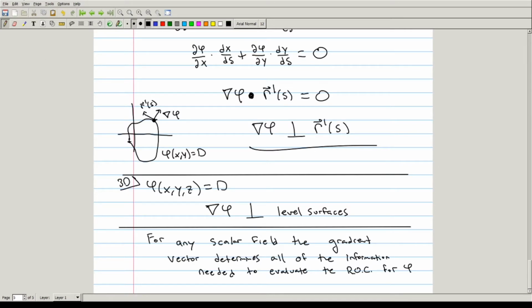Now, it turns out that vector fields are going to be a little bit more complicated, and understanding vector fields is going to be a little bit more complicated. But it turns out that we have a special name for a vector field that can be expressed as the gradient of a scalar field.